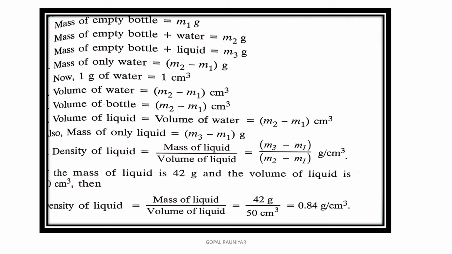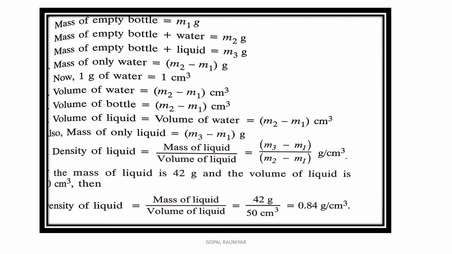Now we know that 1 gram of water is equal to 1 centimeter cube. So the volume of water will be m2 minus m1 centimeter cube. Now the volume of the bottle: we know that the volume of any container is equal to the volume of liquid or water contained in it. This means if you are carrying a 1 liter water bottle to your school, its capacity or its volume is 1 liter, or we can say 1000 centimeter cube. 1 liter is equal to 1000 centimeter cube.